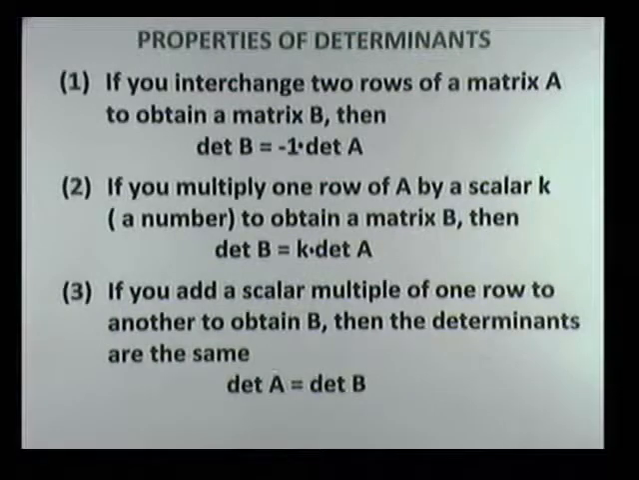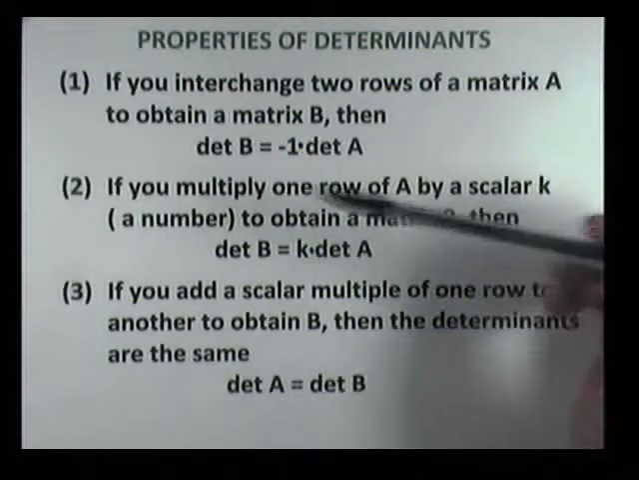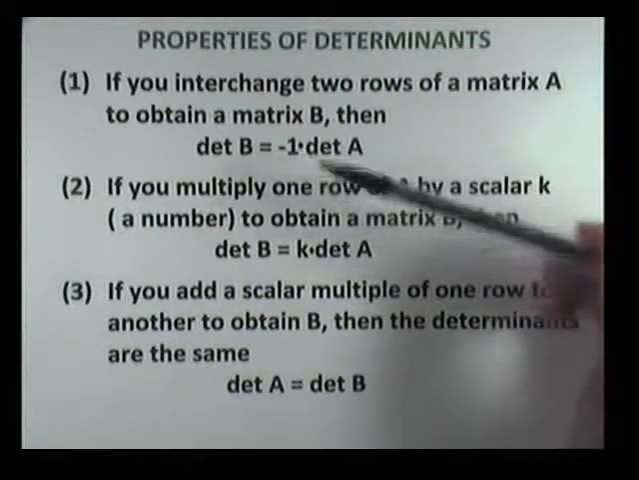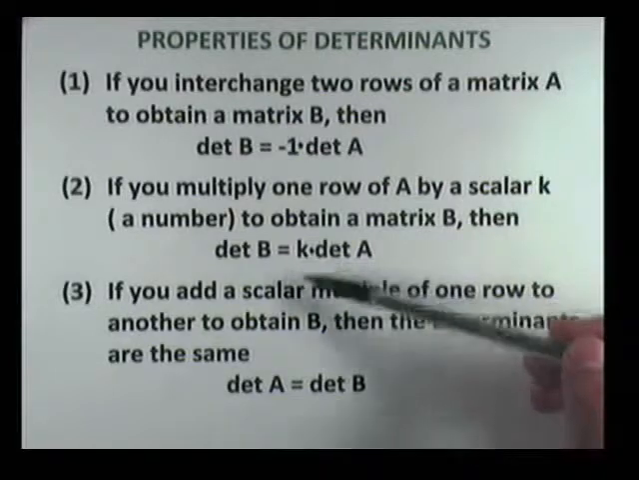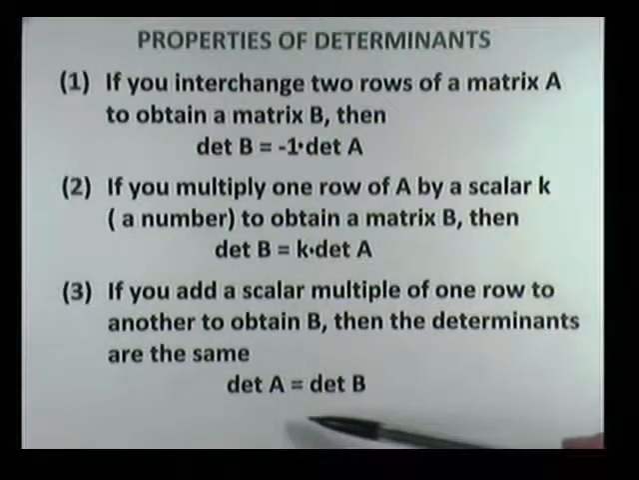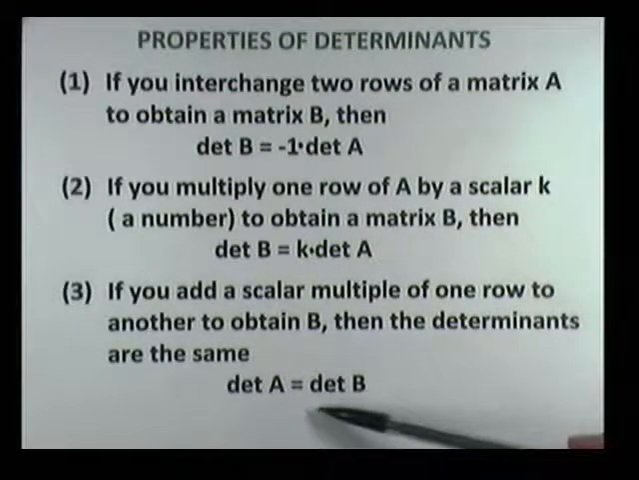But if you add a scalar multiple of one row to another, to obtain matrix B, then the determinants are the same. So scalar multiple does not change the determinant. If you interchange rows, you have minus put in front. If you multiply by a number or divide, put the number in front. But if you add scalar multiple of one row to another row, then the determinants are the same.